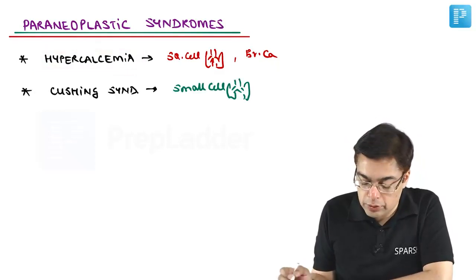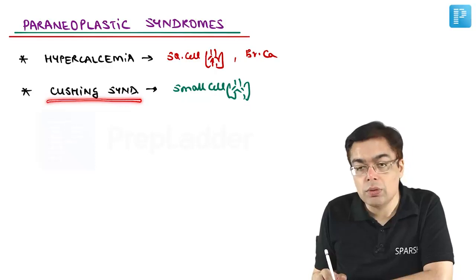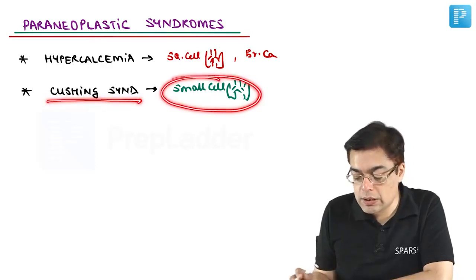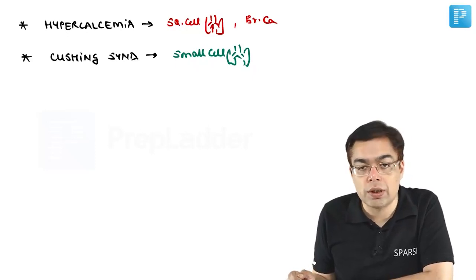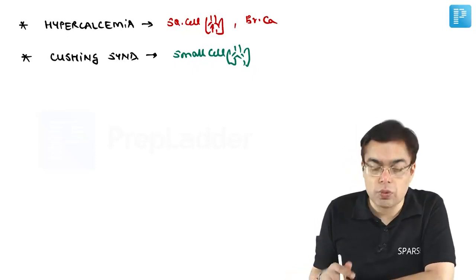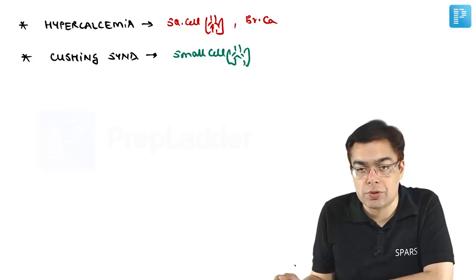A second important example of a paraneoplastic syndrome happens to be Cushing syndrome, which is associated with small cell cancer of the lung, because the small cell cancer of the lung has the presence of neurosecretory granules, and they are the ones which are responsible for secretion of an ACTH like substance.